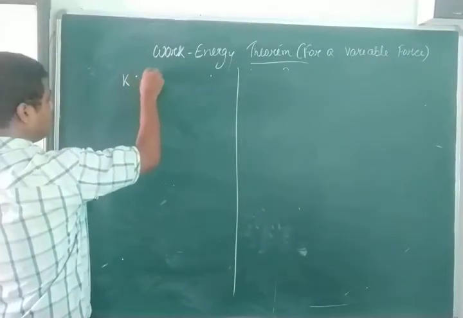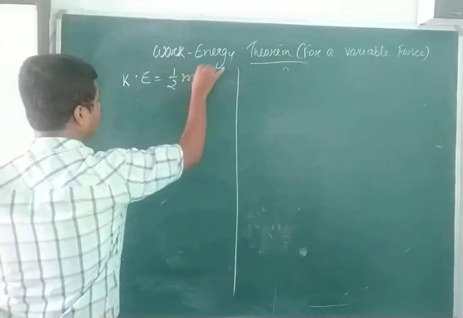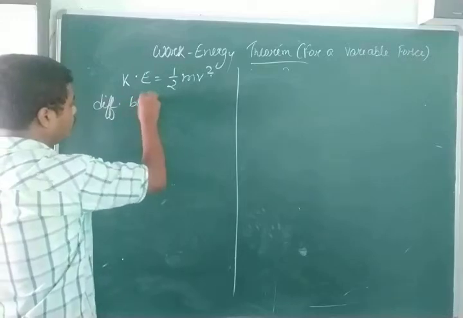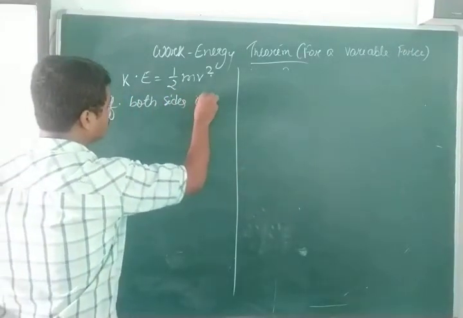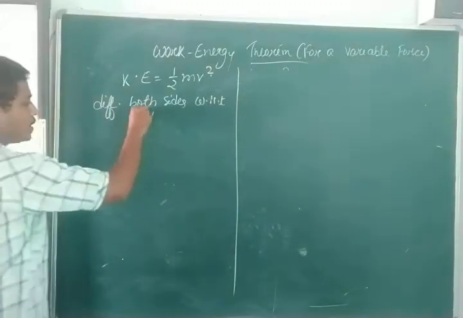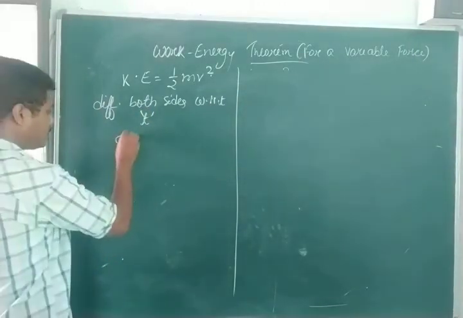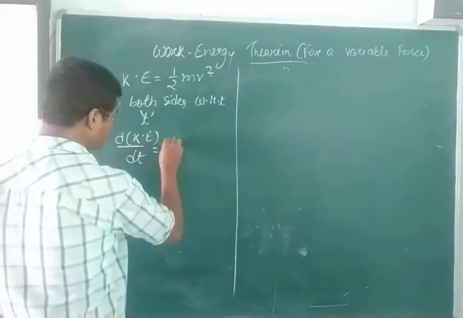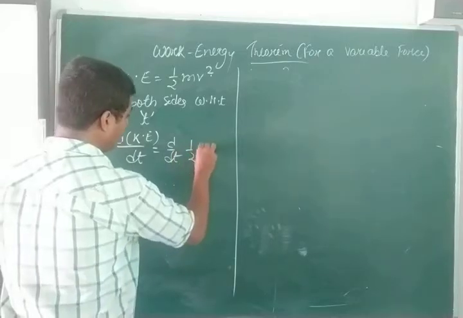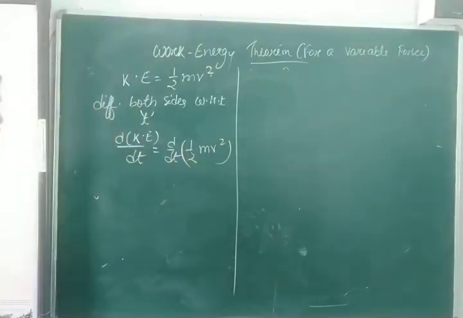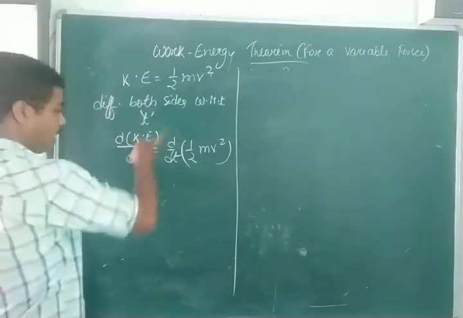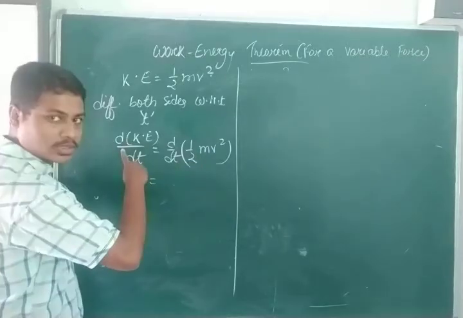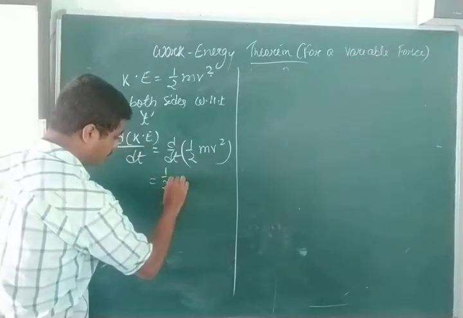Kinetic energy is equal to half mv square. If I differentiate both sides with respect to t, I can write dKE by dt is equal to d/dt of half mv square. I am differentiating both sides with respect to t. As we know, this half and m are constants, so they will come out of the differentiation.